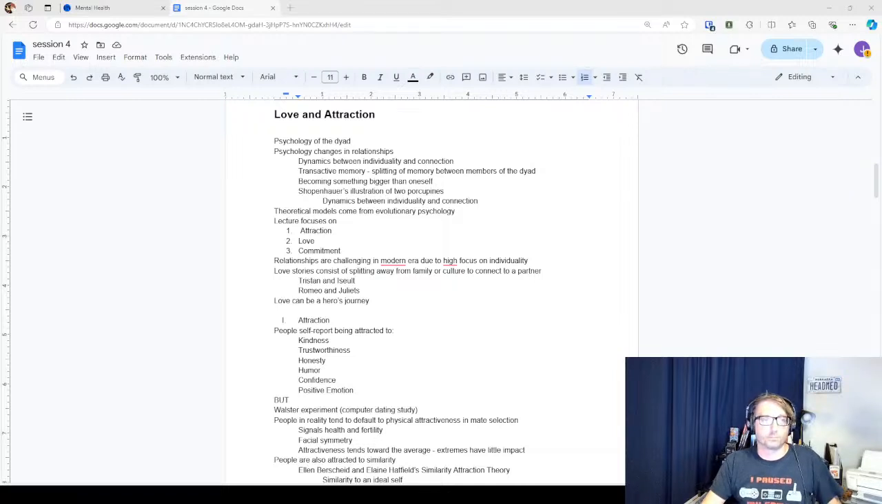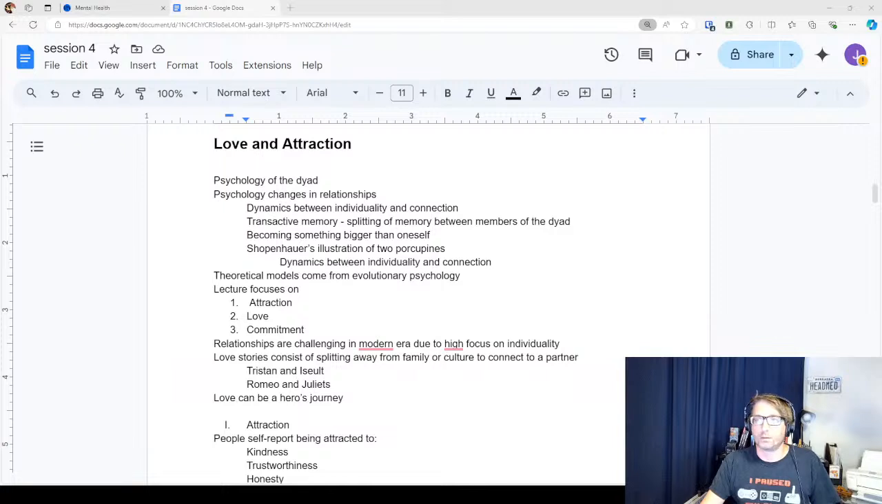So Love and Attraction starts with the psychology of the dyad. Let's get my notes up here. There we go. The dyad is a group of two. The psychology changes in relationships from individuals to seeing yourself as a group. There's a dynamic between individuality and connection. We also tend to form a transactive memory. We might split memory between the members of the dyad, so one person might take care of the home, and someone else might take care of everything else.